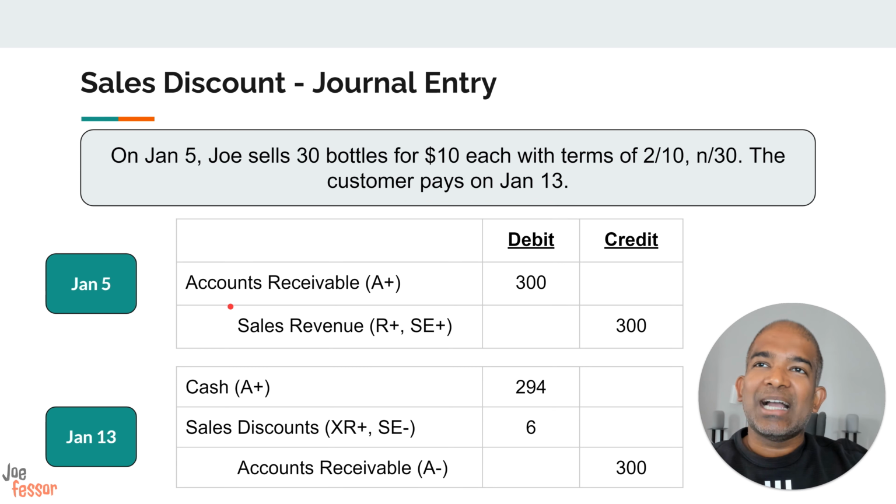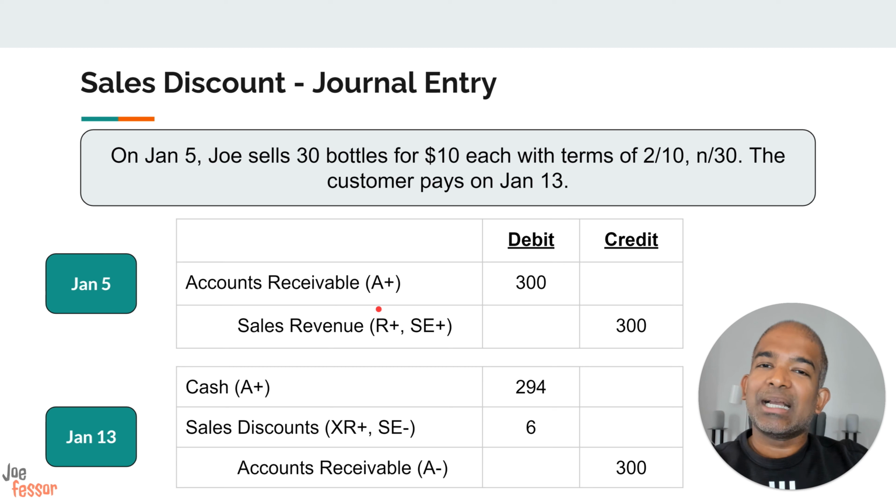So Joe collects cash of $294 and hence cash is being debited by $294. And the $6 which is given as a sales discount should be recorded as a contra revenue account. Sales discount is a contra revenue account, and that is going to be debited $6. When you earn revenue, you credit that account. So when you have a contra revenue, you would debit that account.